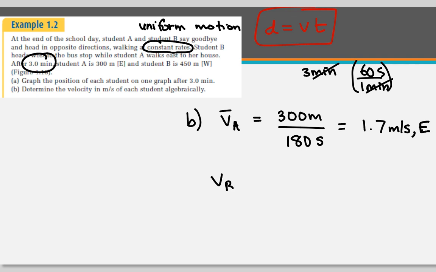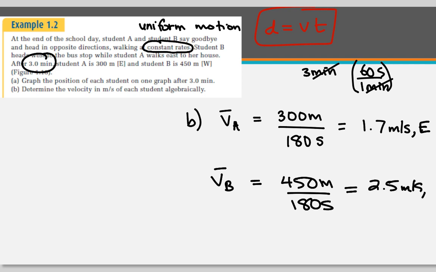Okay, let's go find the velocity for student B. This guy goes 450 meters in the same time. So will his velocity be faster? He covered more distance in the same amount of time. So his velocity will be higher. 450 divided by 180 is 2.5, and the direction for this fella is west.